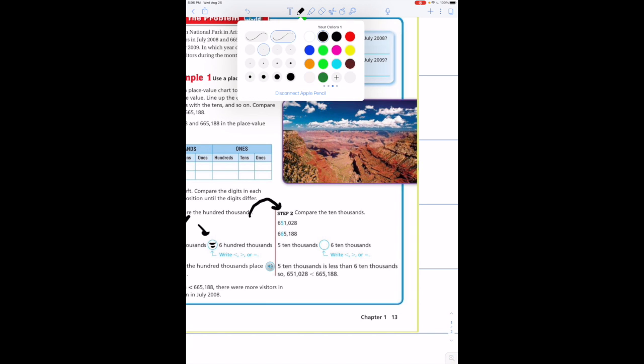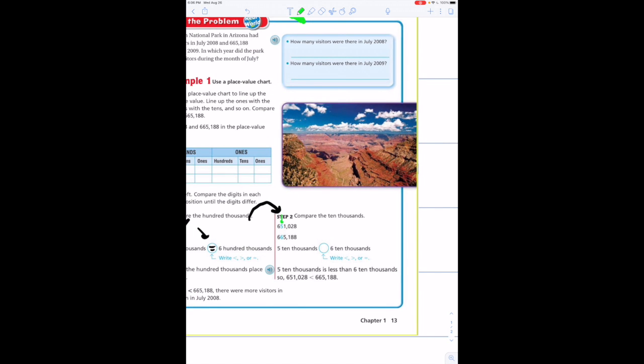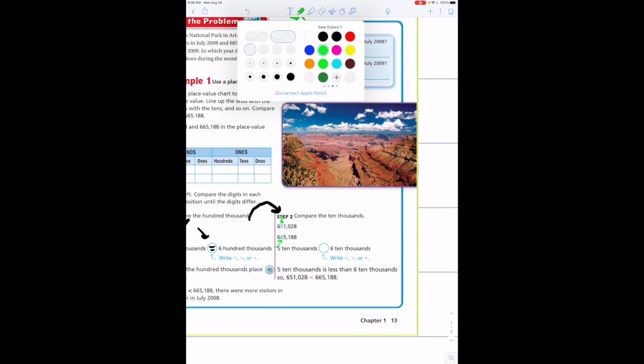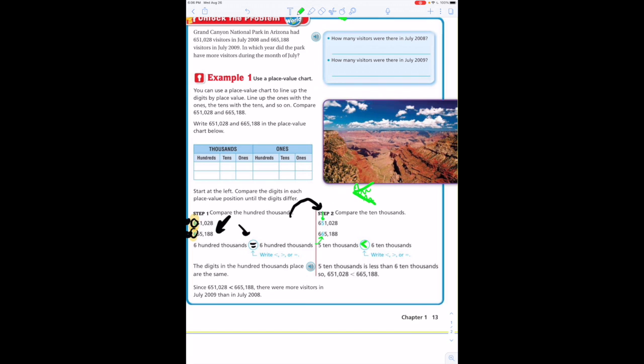All right, so in step 2, now we're looking at our tens of thousands. In this one, for this number, we have a 5. So we have 5 10,000s. And here we have 6 10,000s. Well, 6 10,000s is greater than 5 10,000s. And if you think about the alligators, they always want to eat the most food. They're really hungry creatures. So the alligator points towards the bigger number. His mouth is open towards that 6 10,000s. He's going to gobble that up for his dinner today. So that is how you do these.